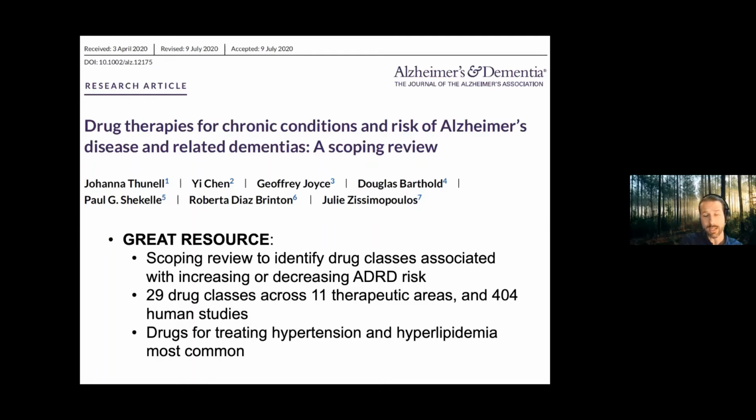And importantly, if anyone is interested in this field, they provide a public tool for you to use to customize searches and bibliographies of the studies to support future research. So this would be an excellent and up-to-date, for the time being, resource to get started if you're interested in any sort of drug ADRD risk question.